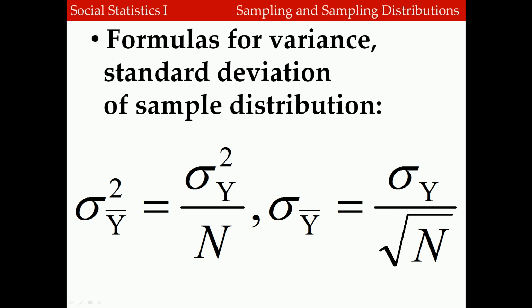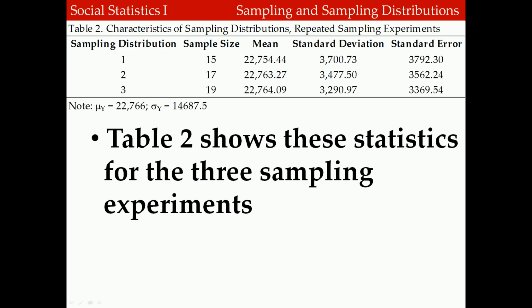And so here are the formulas for the variance and standard deviation of the sampling distribution. The variance, which we'll call sigma squared sub y bar, is equal to the true population variance, sigma squared sub y, divided by n. And then if we take the square root of that value, we get the standard error of the sampling distribution, sigma sub y bar, which is just equal to the true population standard deviation, sigma sub y, divided by the square root of n.